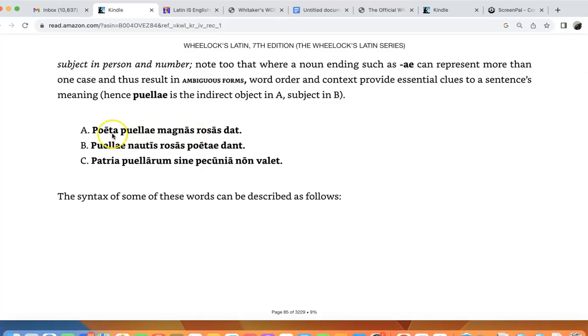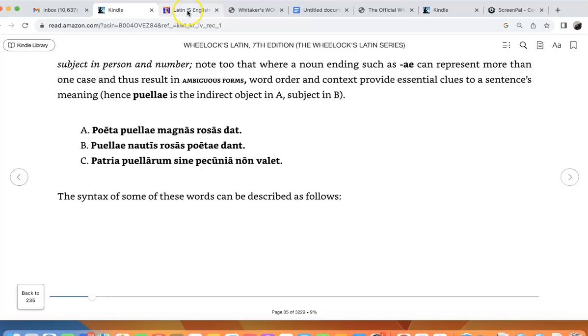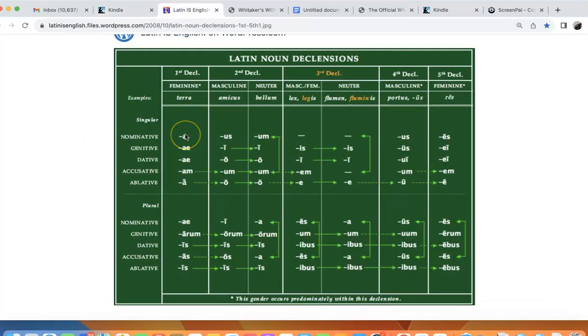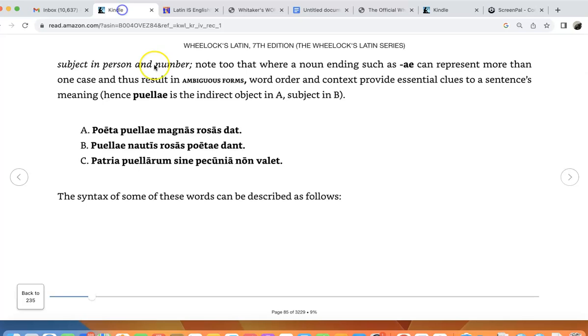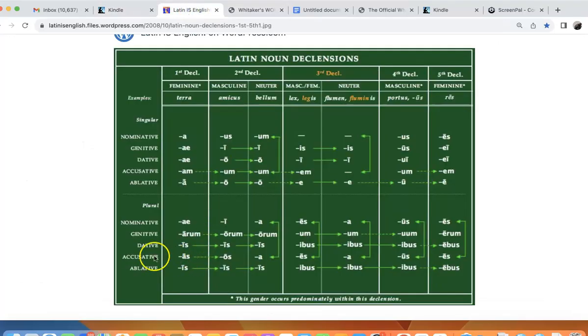And so let's take a look at this one here. So the poet, so it ends in A. But then, let's start with the direct object here. Here we have magnas rosas. Here we have to be able to recognize that it is accusative plural. So it's the direct object in the plural. So large roses. But then to the girl is the context here, that's why we have AE for puellae.